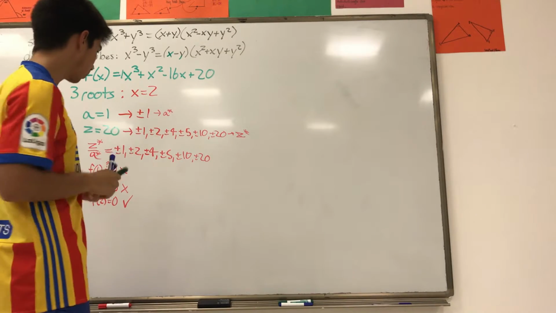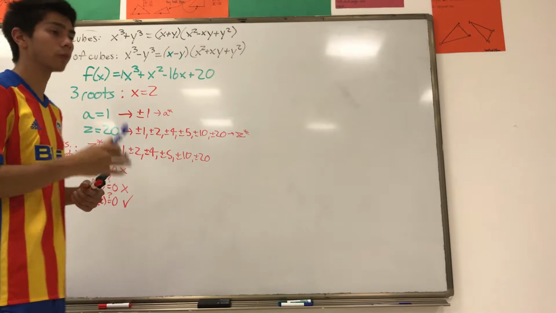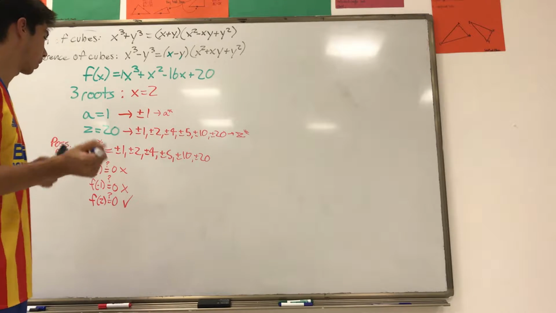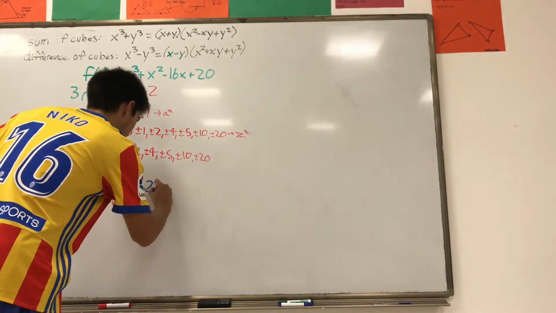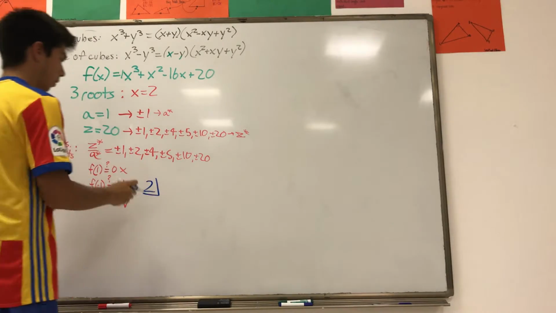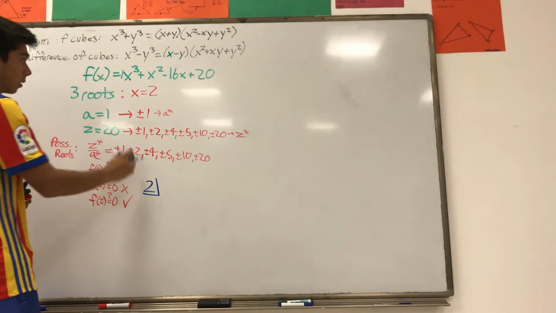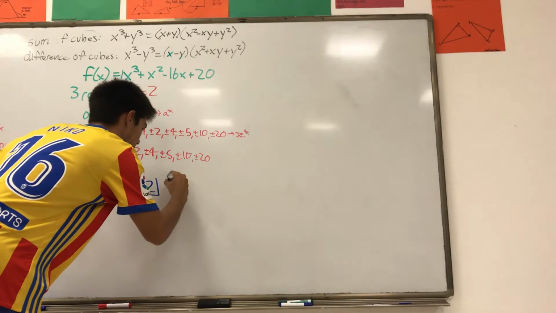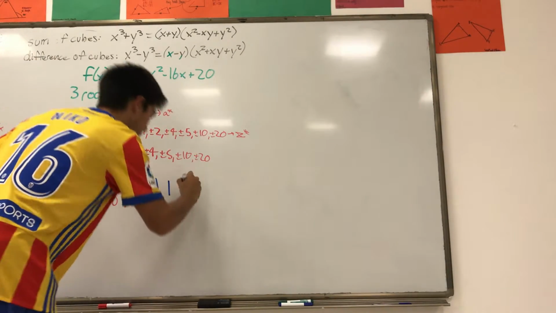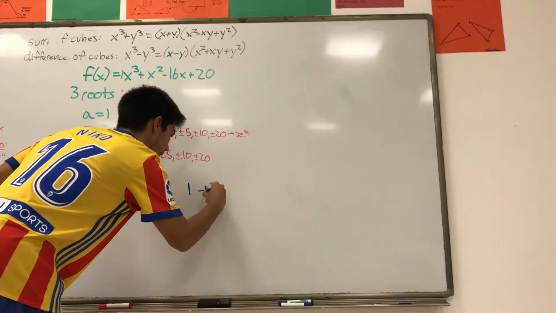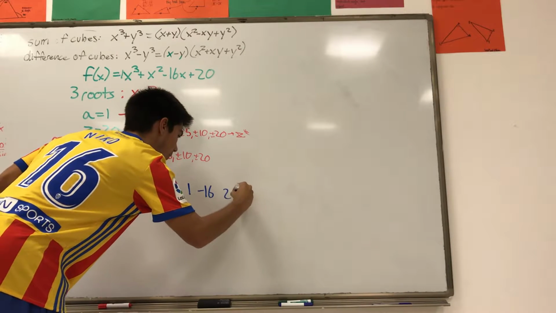If you forgot synthetic division, look up the quick video on it. It's not a long thing, it'll come back to you, okay? So I'm going to set up my synthetic division. 2 is my root, so I'm going to write it here. Then I'm going to write my coefficients of that function over there. So I have 1, 1, negative 16, and 20.